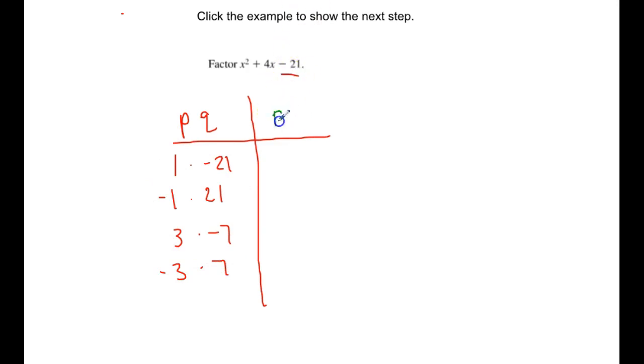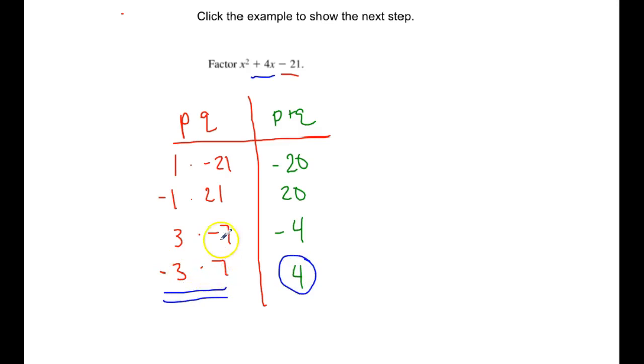So now let's go ahead and add them together. 1 plus a negative 21 is a negative 20. Negative 1 plus a positive 21 is a positive 20. 3 plus a negative 7 is negative 4. Negative 3 plus a positive 7 is a positive 4. So now that I've added them all together, I look and see what my b term is in my polynomial. And I see that it's a positive 4. So that tells me I'm going to use this bottom set of factors.